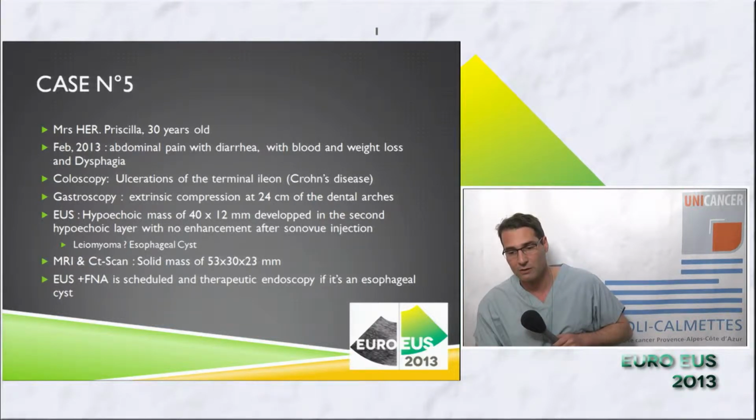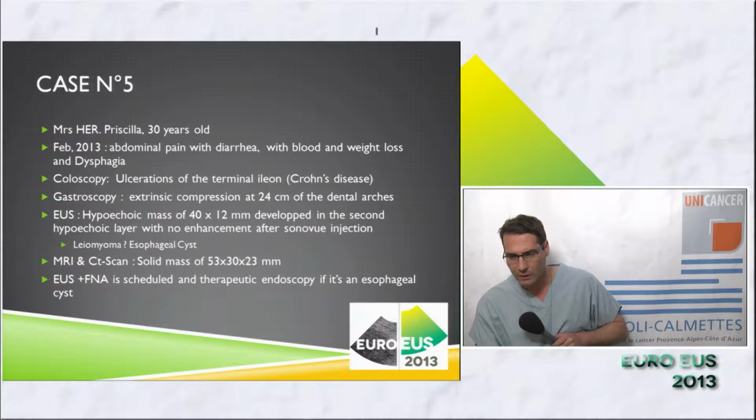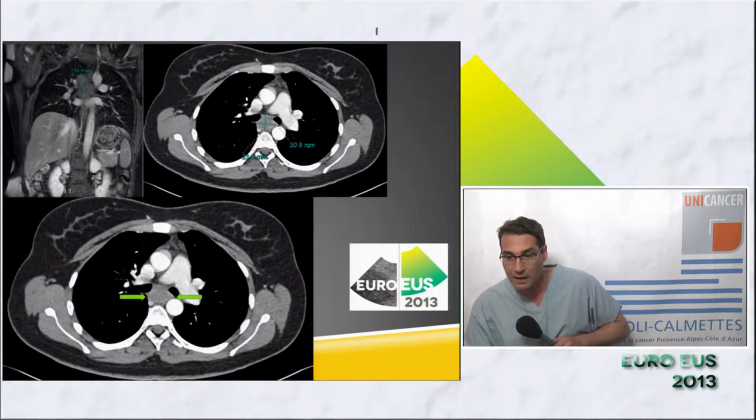EUS shows a hypoechoic mass of 30 millimeters with no enhancement after Sonovue injection. And the first diagnosis we could think of was esophageal cyst. But MRI and the CT scan showed a solid mass. So the patient is scheduled for therapeutic endoscopy if it's an esophageal cyst. Here on CT scan you can look at the mass in the mediastinum. So let's move to the endoscopy room.